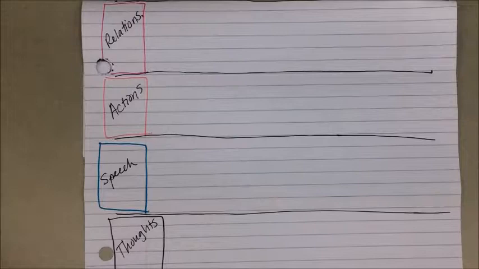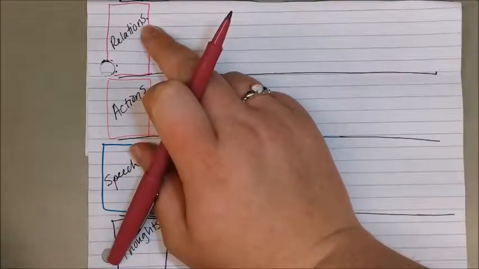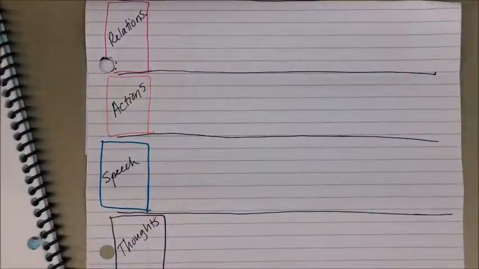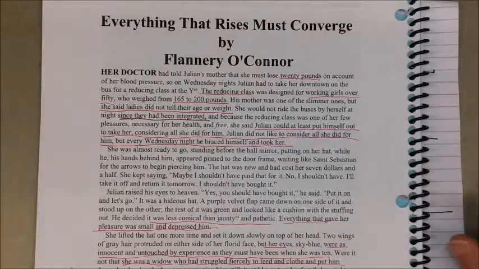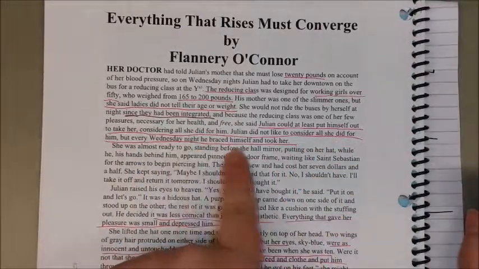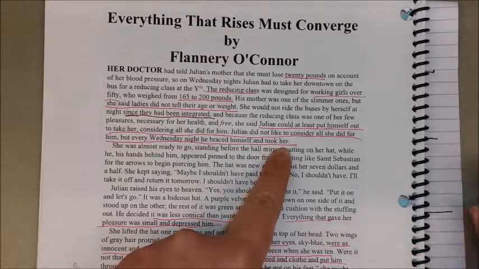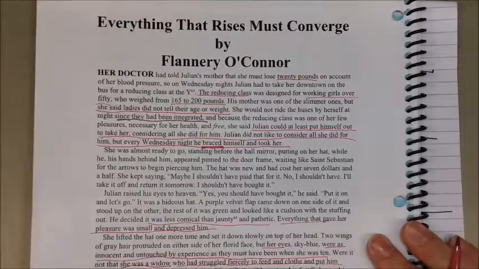Already I'm starting to wish I'd made my relationship section larger because there is so much in the relationship between Julian and his mother and Julian and other people in the story that tell us about his character. So for starters, let's start on the first page, page 34. It says that Julian did not like to consider all that she did for him, but every Wednesday night he braced himself and took her. So he braced himself. He's steeling himself to be strong to do something he doesn't want to.